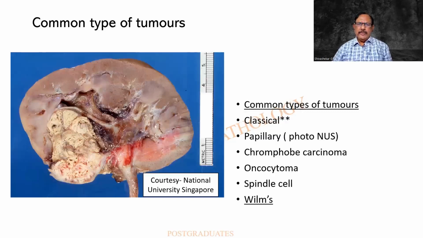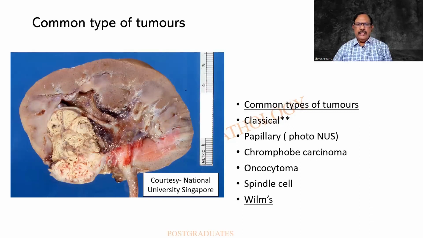What are the common types of tumors? In the multiple references I have met with, they mention it can be the classical, which is most common, the clear cell type, papillary. There is a photo over here. Chromophobe carcinoma, oncocytoma, spindle cell variant of a carcinoma, and Wilms tumor. So these are the commonest ones.